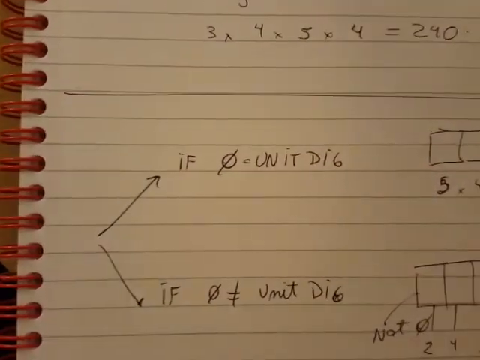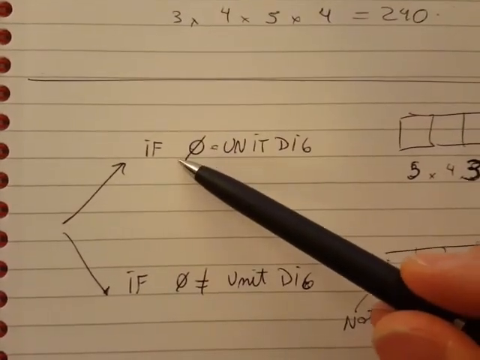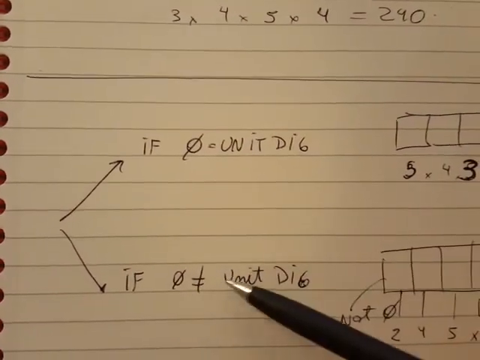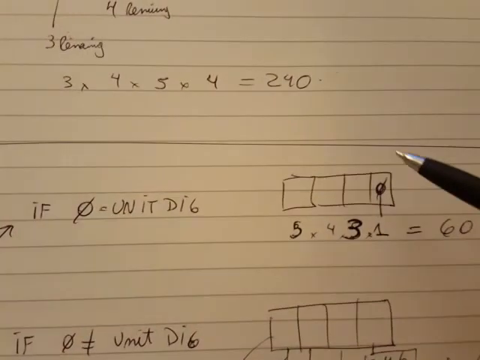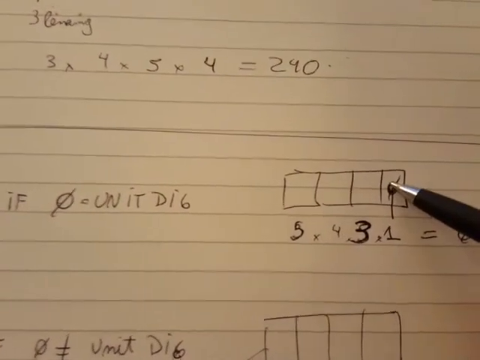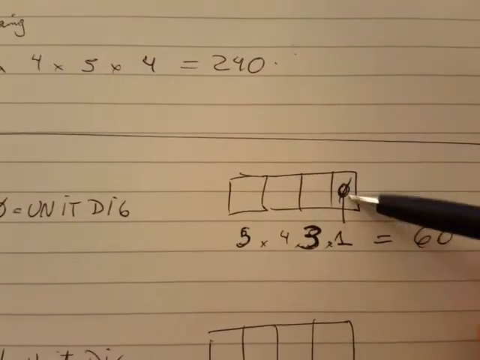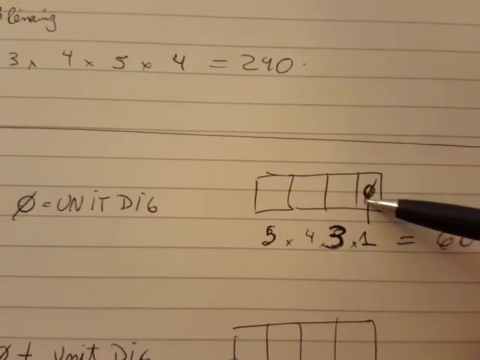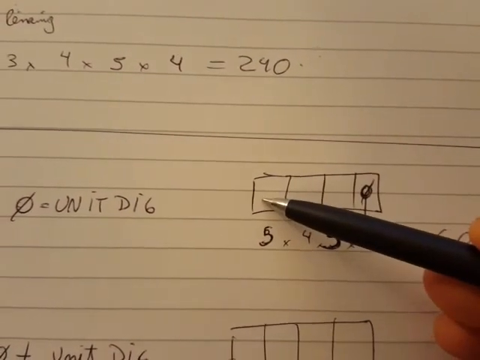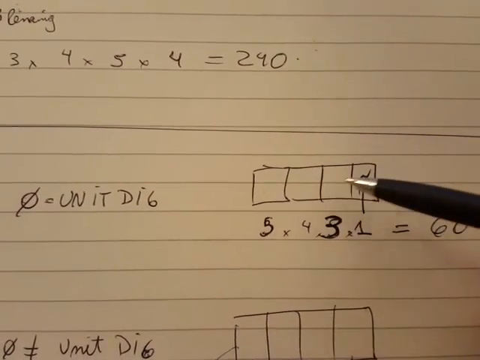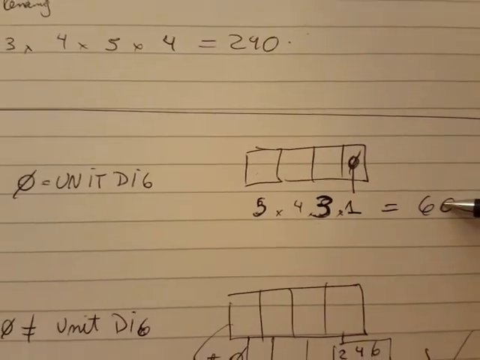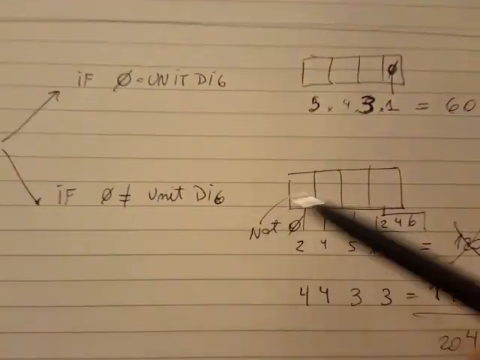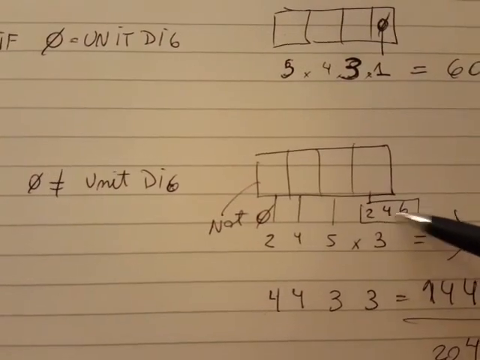So this problem you should divide in 2. You should do if the unit digit is 0 and if the unit digit is not 0. So if the unit digit is 0, the first thing you're going to put is 0, so one choice. And what is left? Well, you follow with this one, you have 5 numbers, this one 4 numbers, and this 3 numbers is 60. And if the unit digit is not 0, basically it's going to be 2, 4, 6.